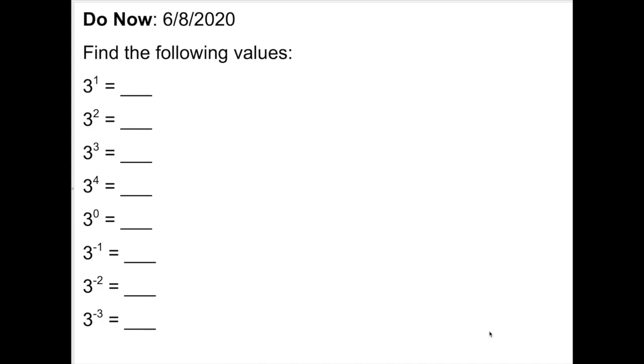So to help get us started, I thought that we're going to need to make a table. And to do that, what we're going to need to do is plug in a bunch of numbers. So I'm hoping you can help me find the following values for the graph of f of x equals 3 to the power of x. What is 3 to the 1, 3 to the 2, 3 to the 3, 3 to the 4, and then we have 3 to the 0, and 3 to the -1, -2, and -3. Okay, so please go ahead, pause the video, try to find these values, then when you're ready, unpause, and you can see what I got.